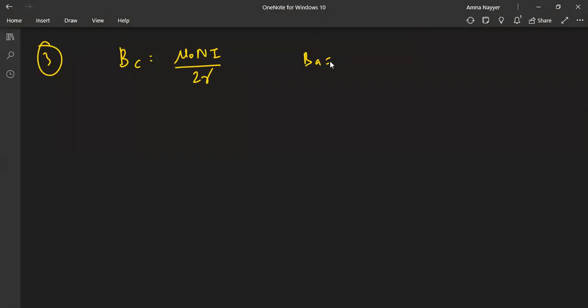And magnetic field at the center means at the center of the circle you're calculating. But if you drop an axis along the center of a circle, that is known as the axis of the circle. So axially magnetic field is written as mu naught Ni r square divided by 2 (r square plus x square) to the power 3 by 2. This is all you have.